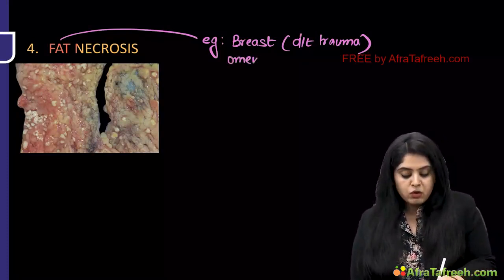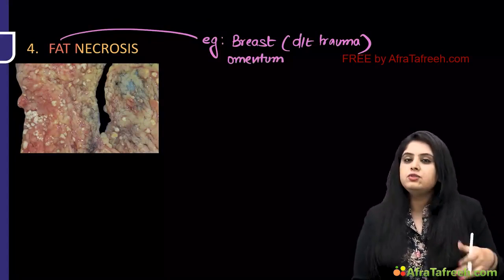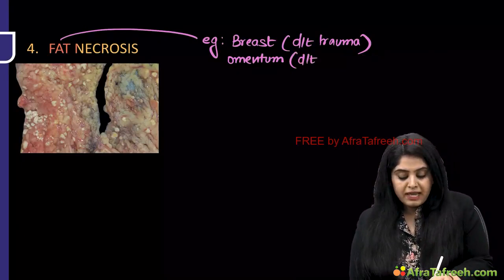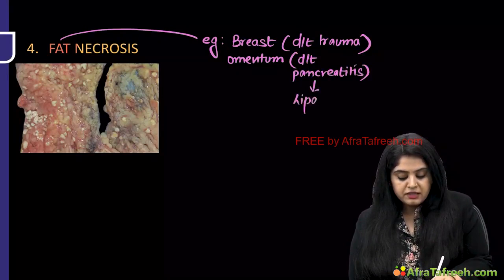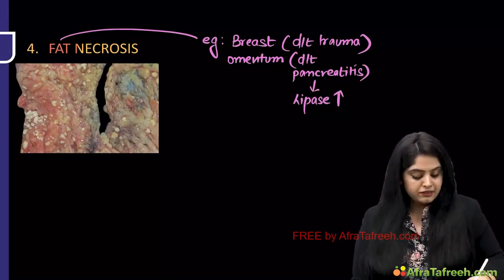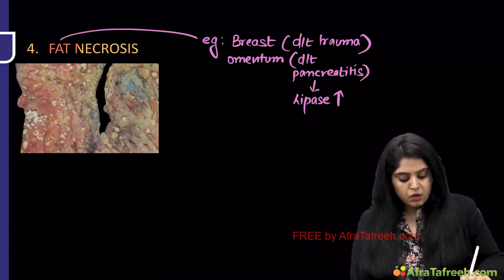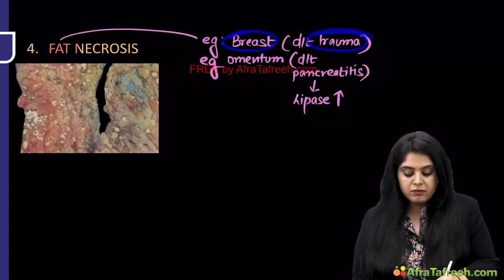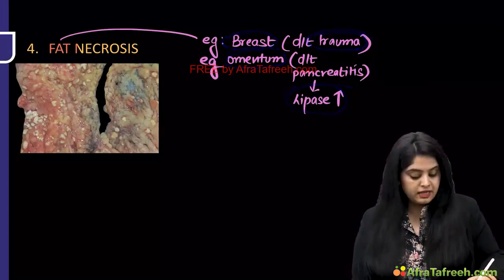Second situation can be omentum. Why do you think in the omentum, in the GIT, in the omentum, why is fat breaking down? This is due to pancreatitis. Why? Because in pancreatitis, which enzyme is released? In pancreatitis, there is an increase in lipase, and don't you think that lipase is going to break the fat? Yes, so either it is seen in the breast or it is seen in the omentum. Why is fat breaking down? In the breast because of trauma, in the omentum because of pancreatitis.